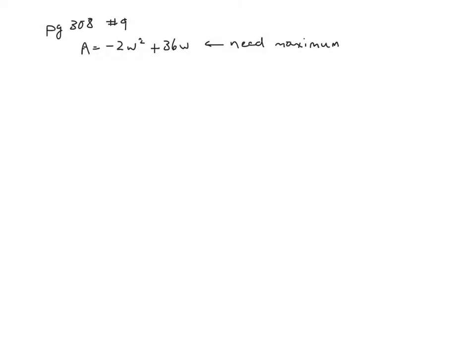Here we are taking up page 308, question number 9 for our Nelson textbook in MPM 2D. The equation that we're given for this question is that the area of the rectangular field is defined by negative 2w squared plus 36w, and the question's asking us to find what is the maximum area of that enclosure. So if we're needing the maximum, what we're really looking for is the y-coordinate of the vertex.